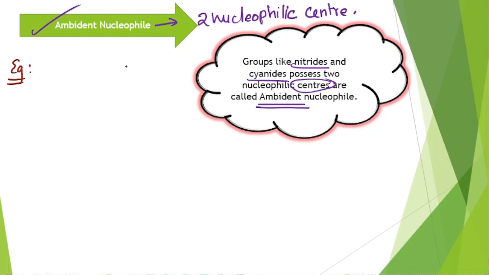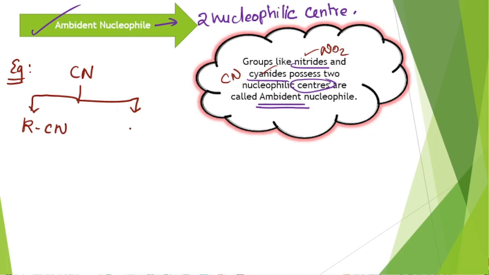Okay. So first we are going to talk about the cyanide group. I told groups like cyanide and nitride. So first we are talking about the cyanide group and then we will go to the nitride group. In the cyanide group, you have, I told, two nucleophilic centers. So I'll divide it into two. One is going to be R with CN attached. Another one is going to be R with NC attached.